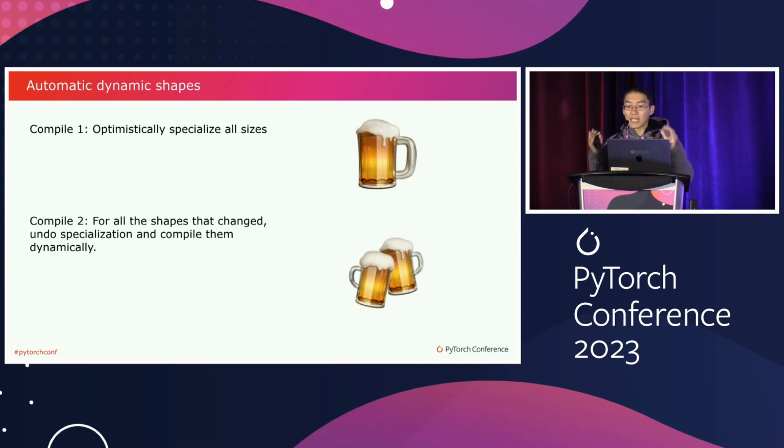The basic idea is that the first time we compile any piece of code, we're going to optimistically specialize all of its sizes to be static, since that's the common case in deep learning. However, if we end up having to recompile the model, any sizes that change between one run and the next, we're going to upgrade them to be dynamic and make sure we compile a kernel that will work for any size that we can handle.